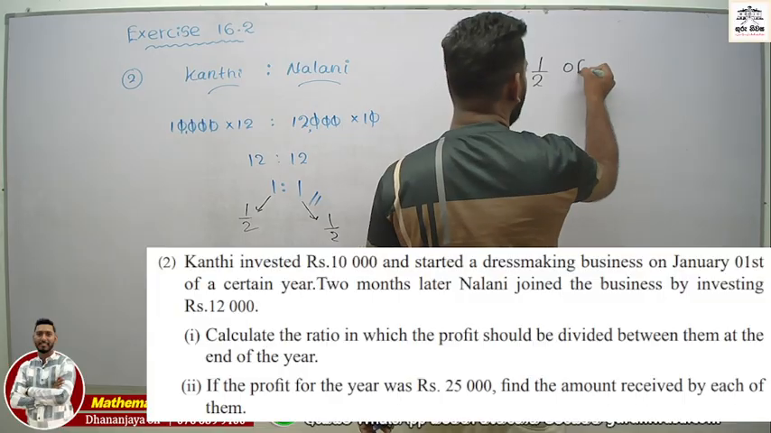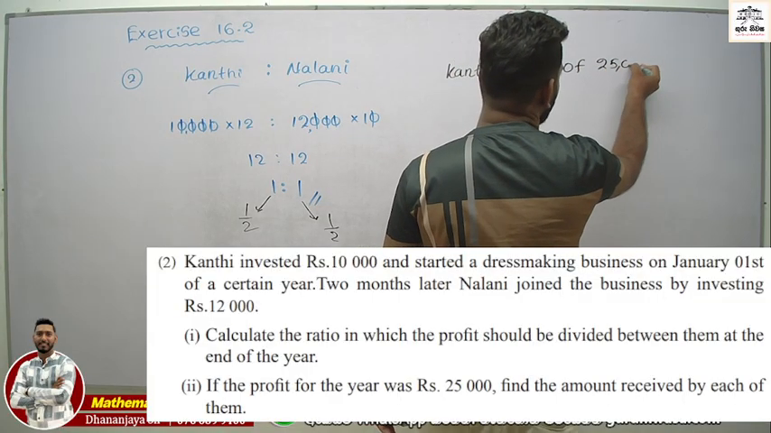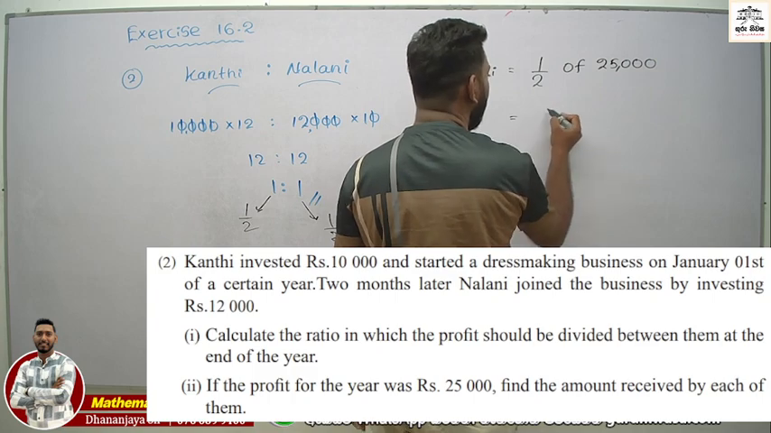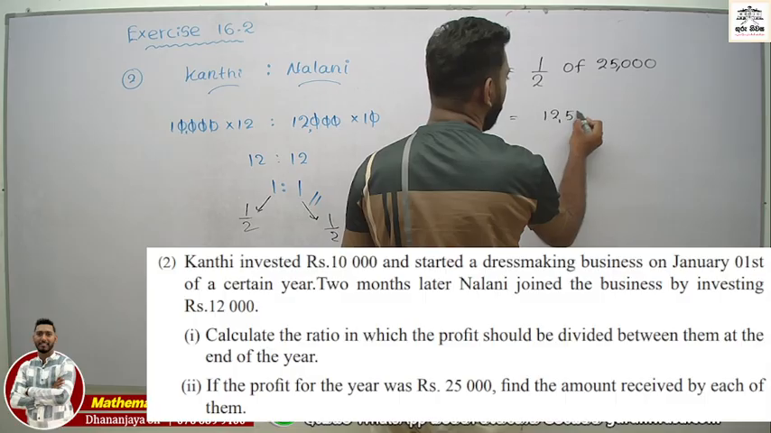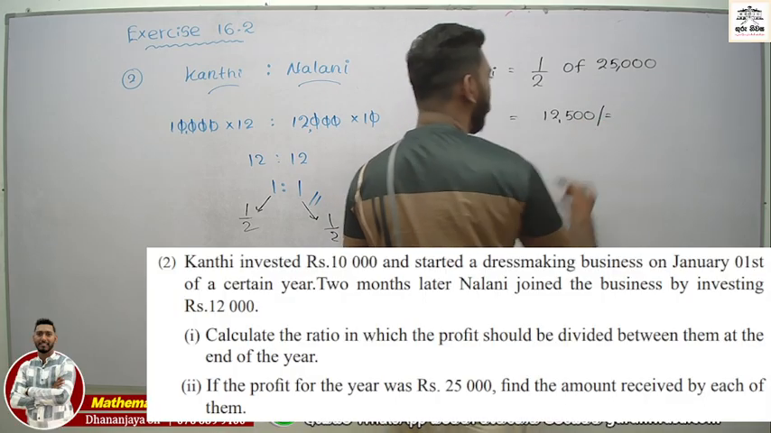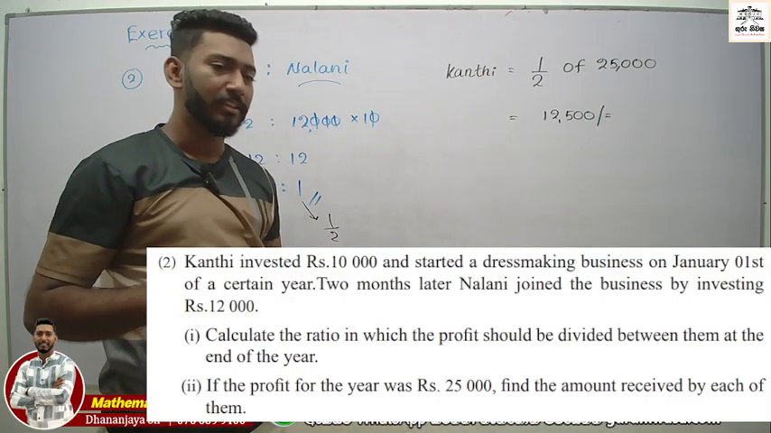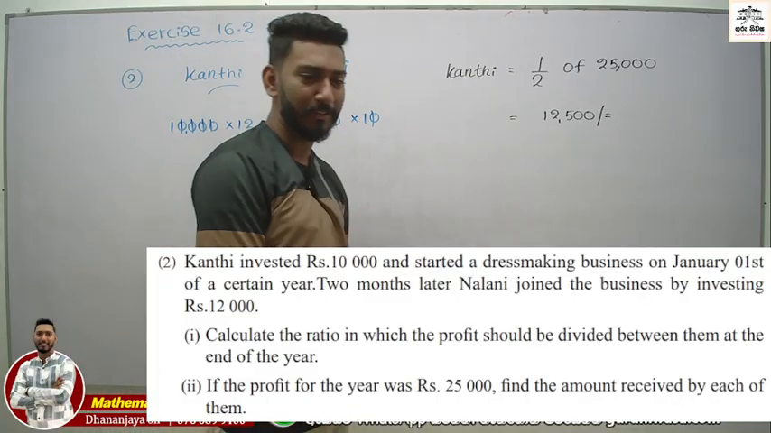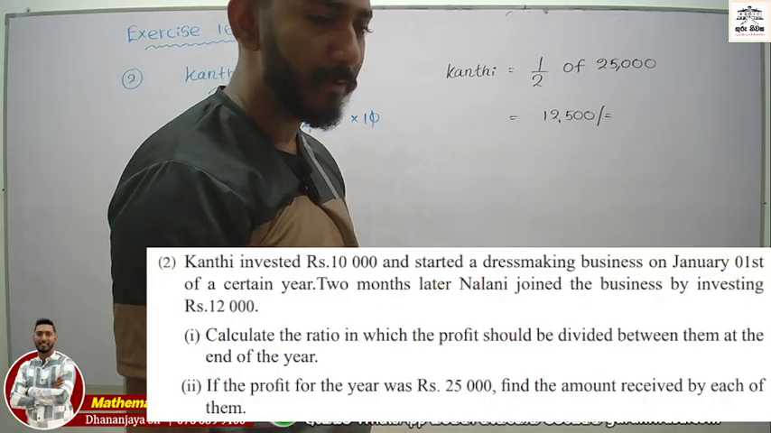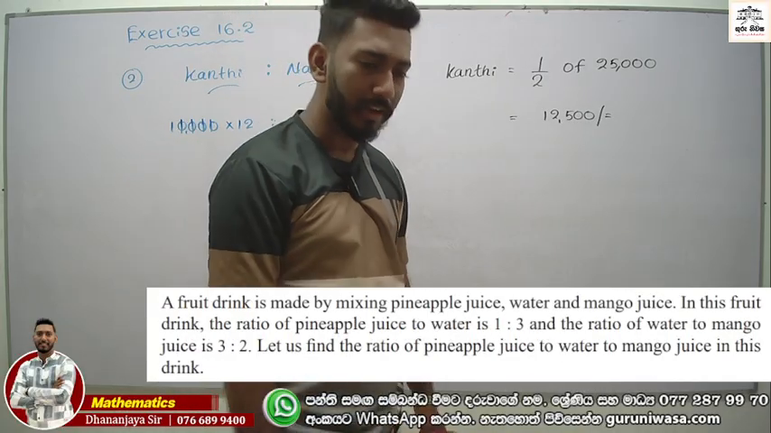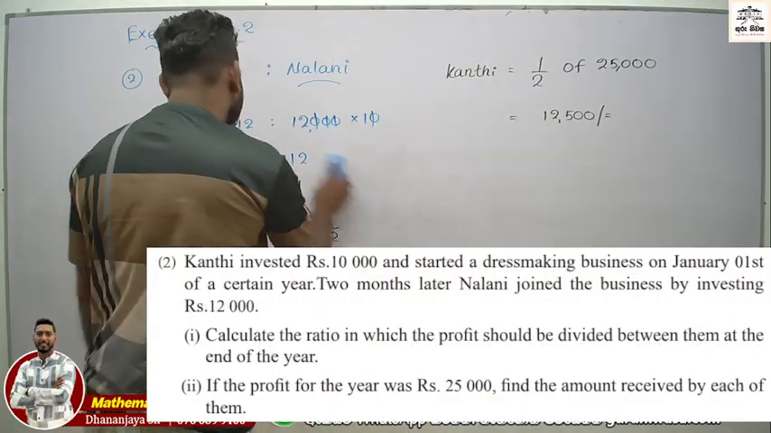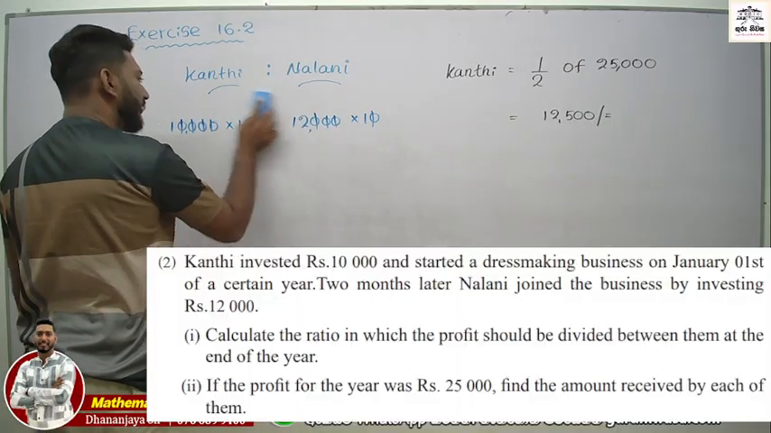Therefore, half of 25,000. And now you know 25,000 divided by 2 is 12,500. Right, for Nalini also it is the same. Well done. Now write the topic answer. Now we are going to continue.